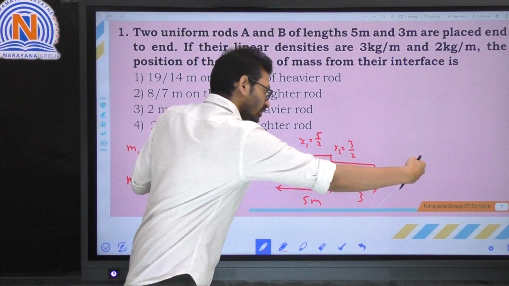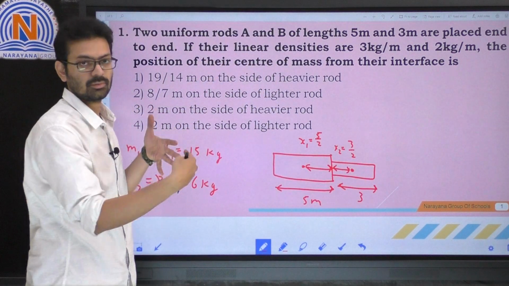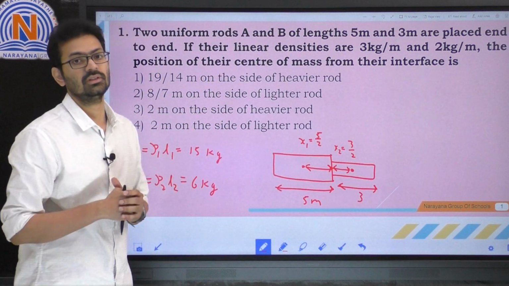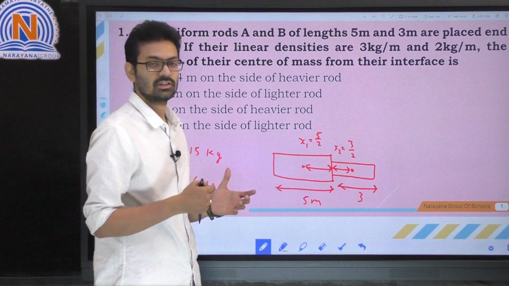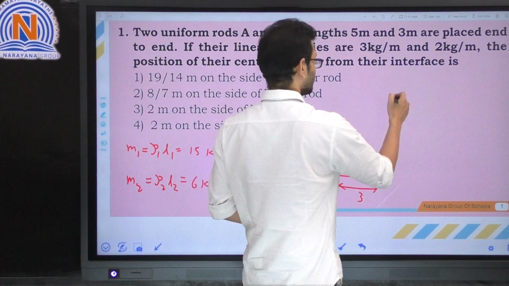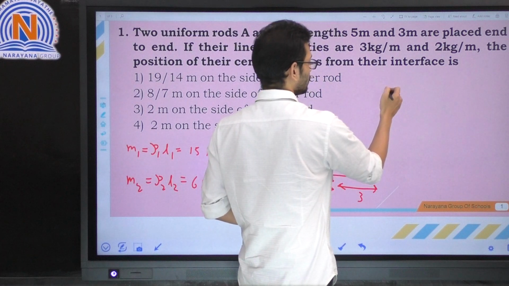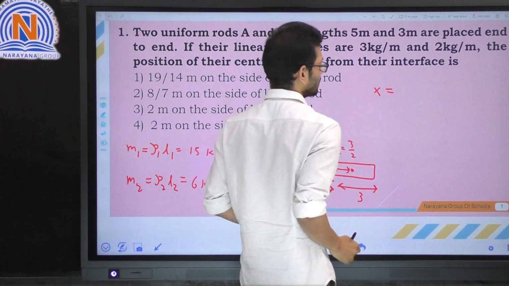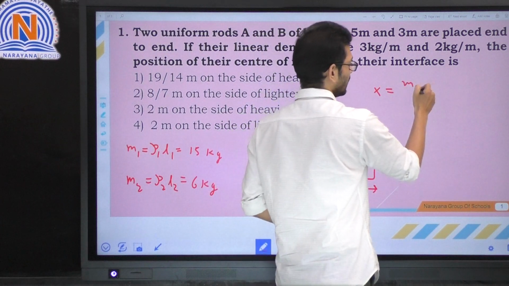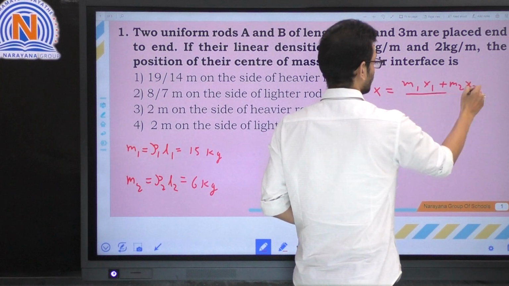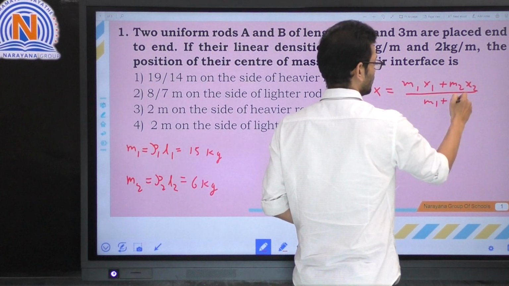Center of mass from their interface. Interface is nothing but connecting to one another. After connecting these two, where would the center of mass be located? That is your position. So now let us take the center of mass of this particular thing. The center of mass is going to be considered in the x component way. We will take (m1 x1 + m2 x2) / (m1 + m2).